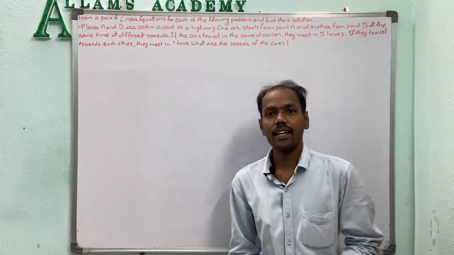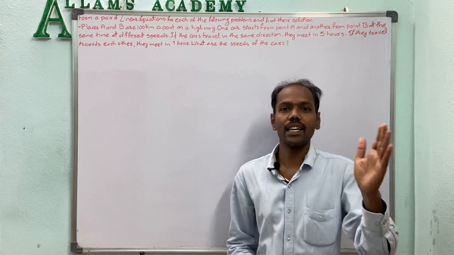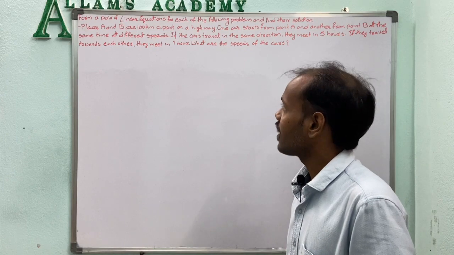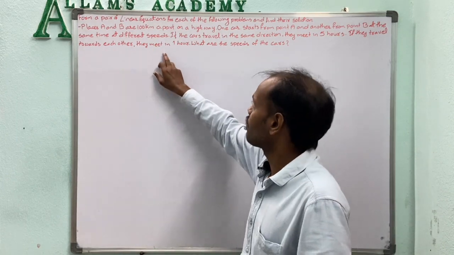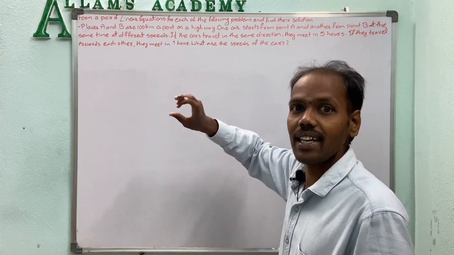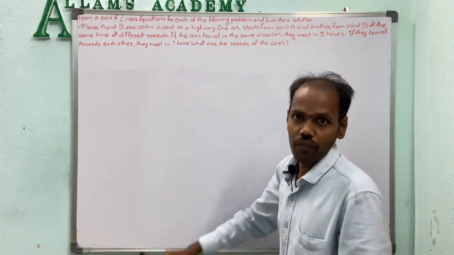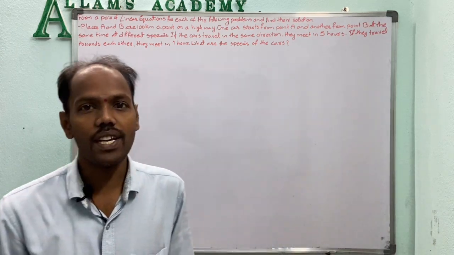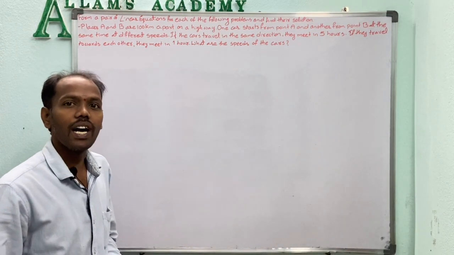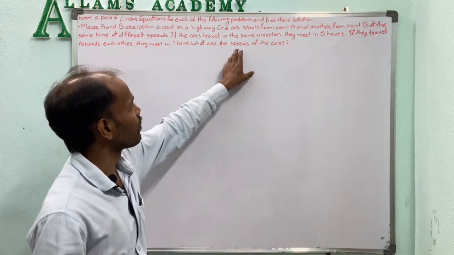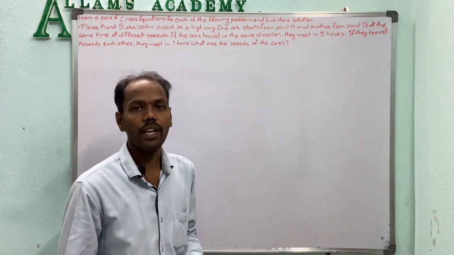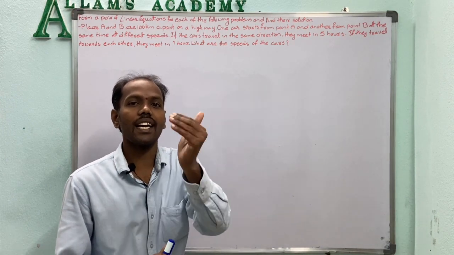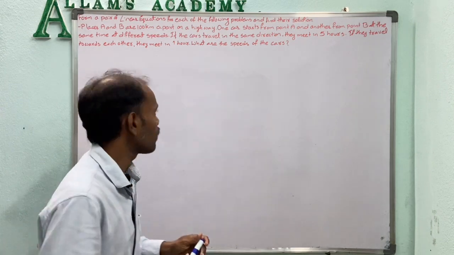So there are two cars, starting from point A and point B with different speeds. If they travel towards each other, they meet in 1 hour. If both cars are in the same direction, they will meet in 5 hours. So we have to write this information as linear equations and solve, and we have to get the speeds of the two cars. Okay, so now we assume the speeds of the cars.